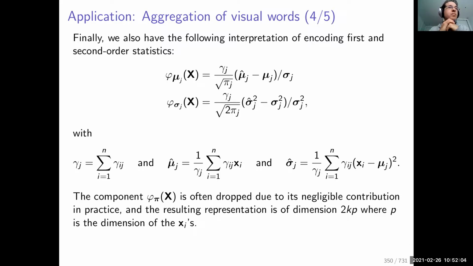If you have 100 components in your mixture model, which is actually not a large quantity for these types of tasks, because if you want to model the set of visual patches in computer vision, it's a set which is pretty rich, and you need many components to have a good model. So let's say that you still manage to do something good with 100 components. It means that the dimension here for encoding the set X is 200,000.